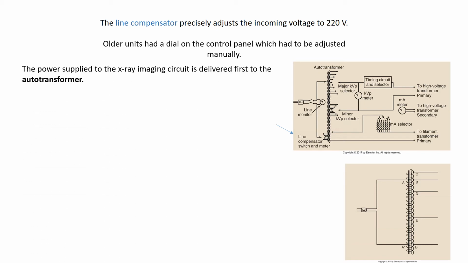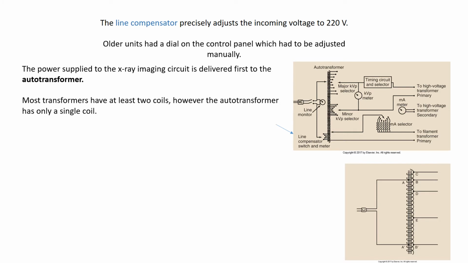The power supplied to the X-ray imaging circuit is delivered first to the autotransformer. Now, when we think about transformers, we studied them a little bit before. Most of your transformers have at least two coils. However, the autotransformer only has a single coil. This is why we have that prefix auto. Auto means self. The autotransformer only has a single coil.